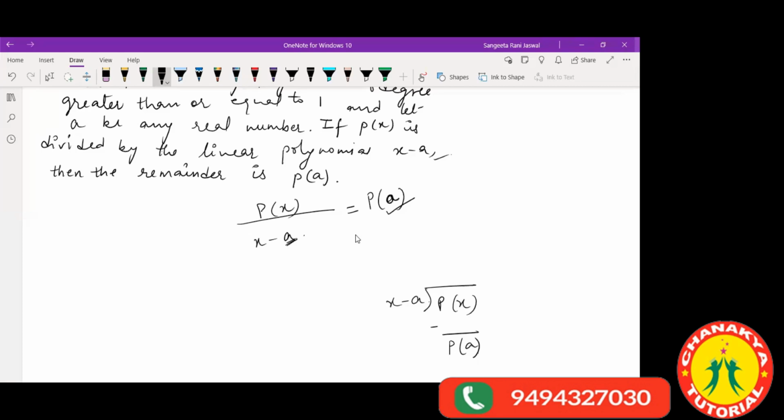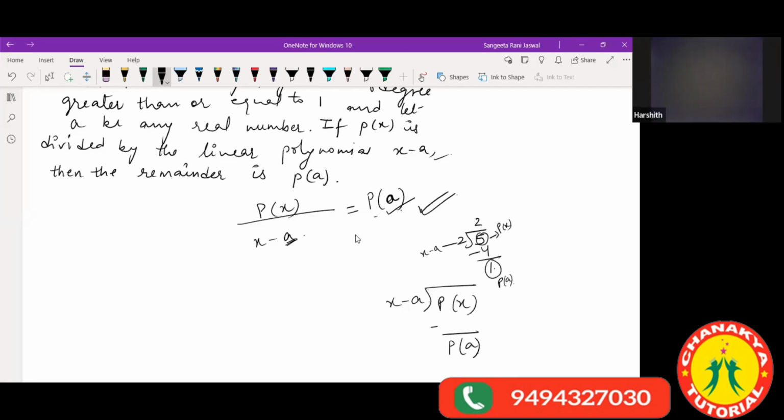Okay. When a polynomial is divided by another polynomial, we get some remainder which is written in the form of p of a. This is what the remainder theorem tells us. Okay. We get some remainder. Okay, not necessarily 0 only. When I divide 5 by 2, I get the remainder like this. I get the remainder by 1. Okay, so that means here this 5 is px, this 2 is x minus a, and this 1 is p of a. Are you getting? Are you understanding?